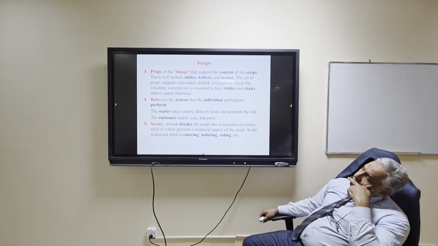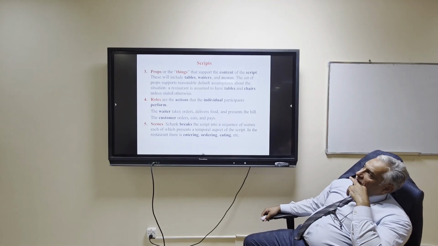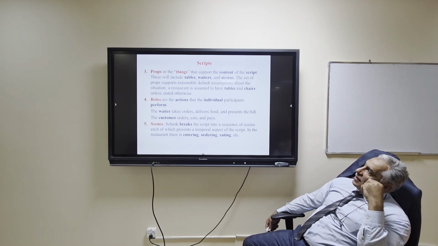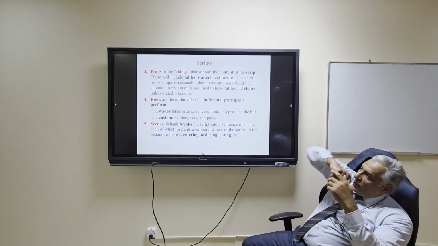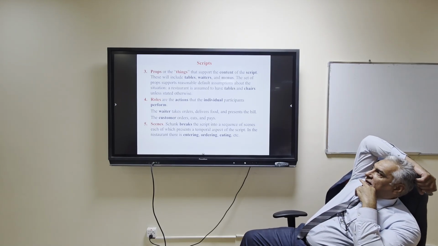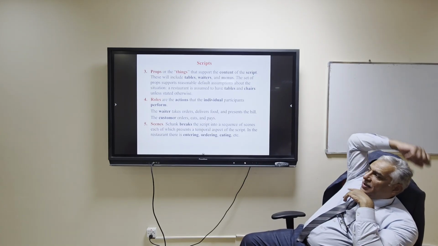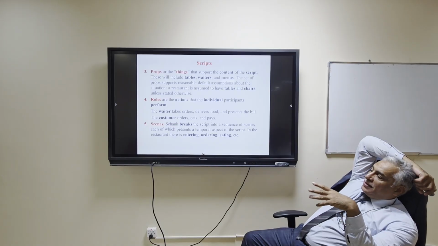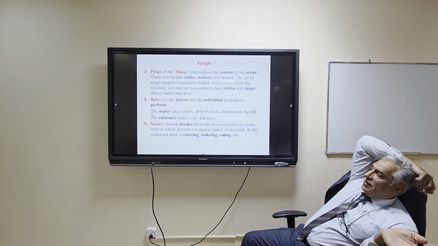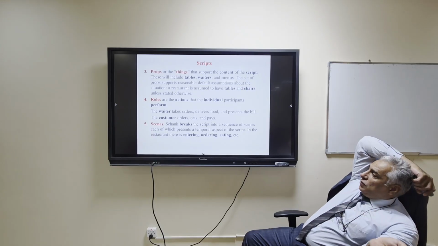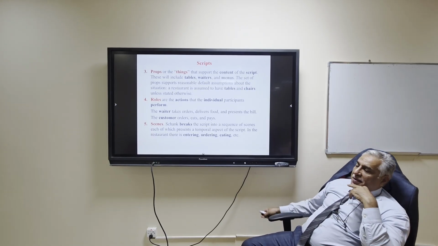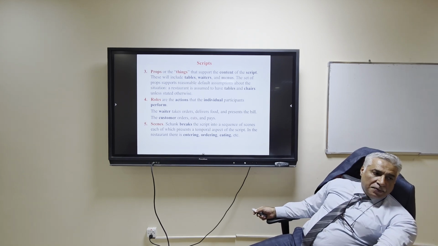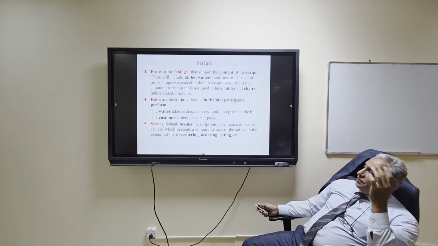The third thing is props, or things that support the content of the script. These will include tables, waiter, and menu. The set of props supports reasonable default assumptions for both the situation and the result. And the fourth, roles, are the actions that the individual participants perform. For example, the waiter takes orders, delivers food, and presents the bill, and the customer orders, and so on. And finally, the customer will pay the money.